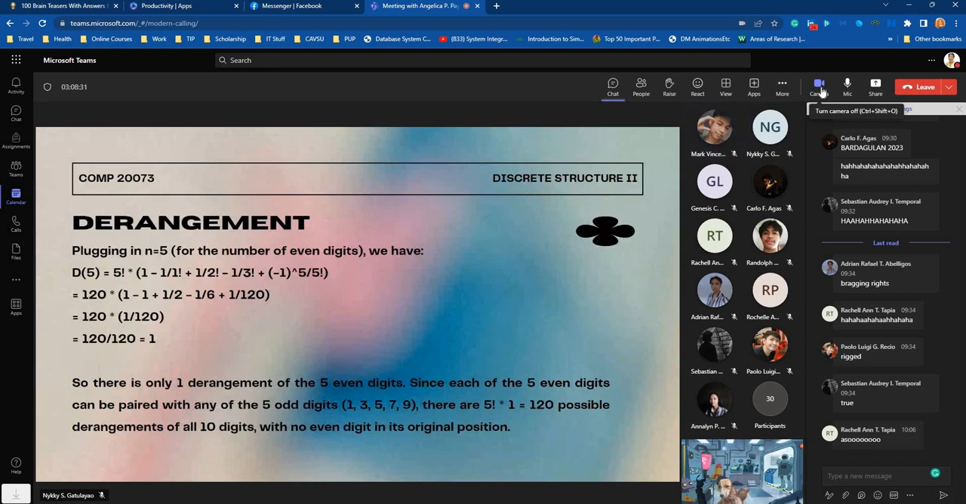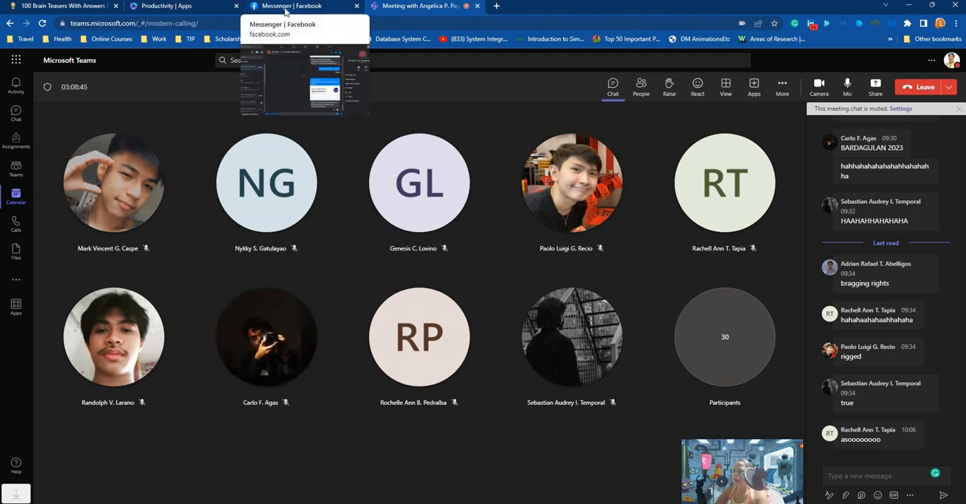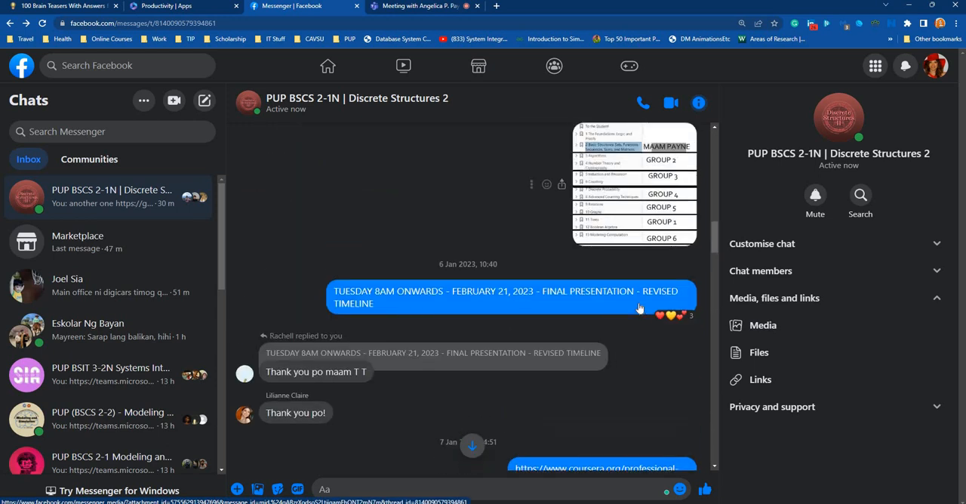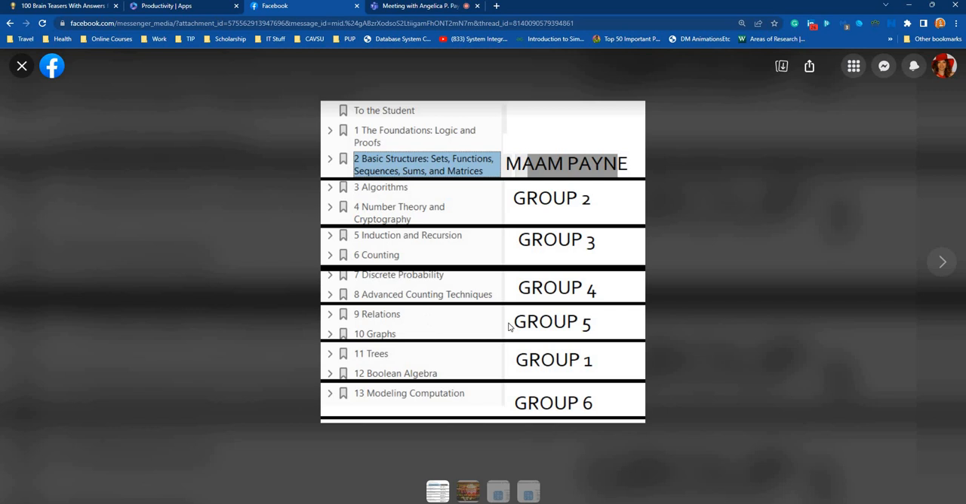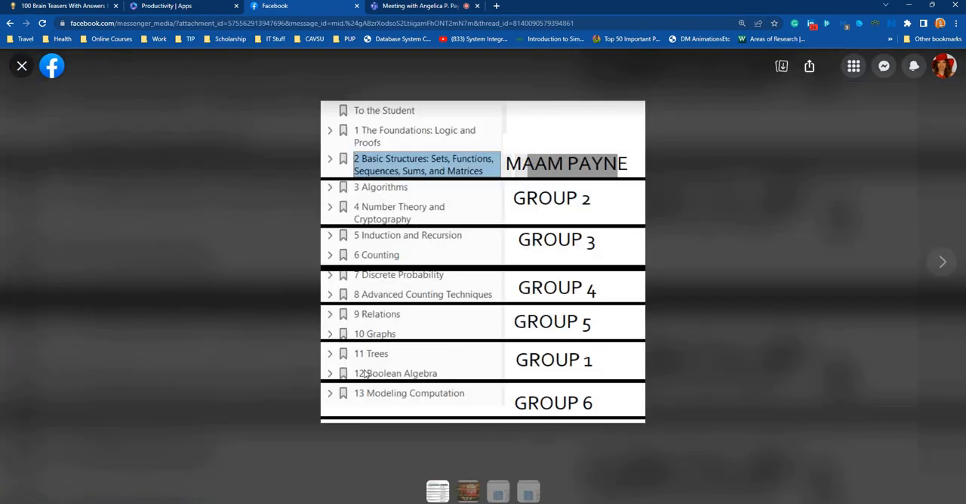O, diba? Natapos din. Okay. So, meron pang babalikan yung group, Group 4? Or that's the end? Kasi diba there are 2 chapters. Teka. 2 chapters. Yeah, ito. So, discrete probability and advanced counting techniques. So, na-cover na ba yung pang 8 na chapter? Yes po, ma'am. All po, hanggang doon sa dulo. Okay.